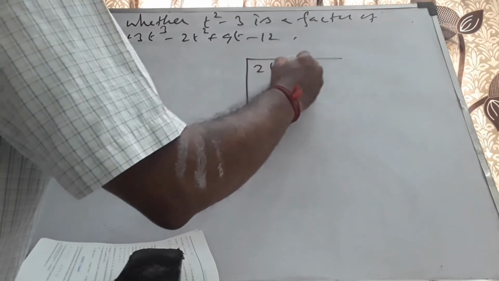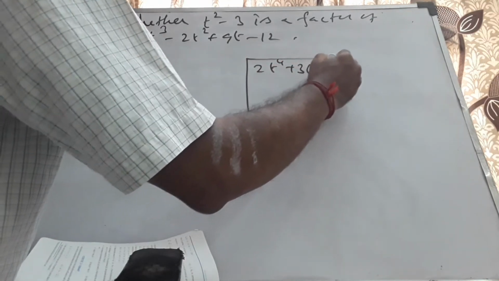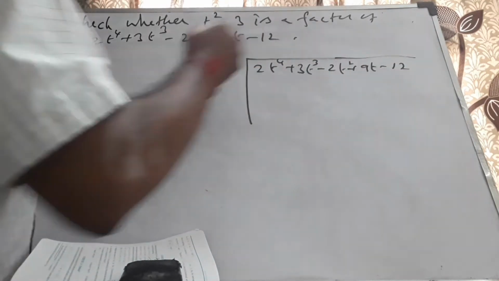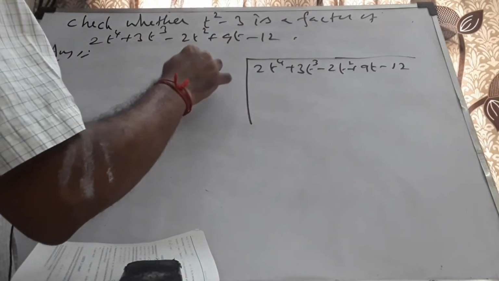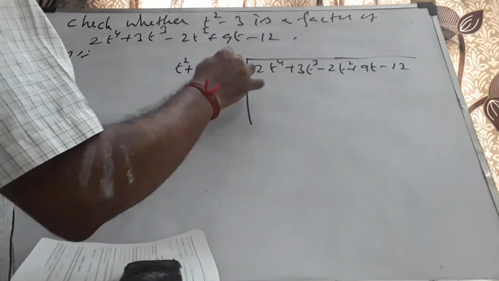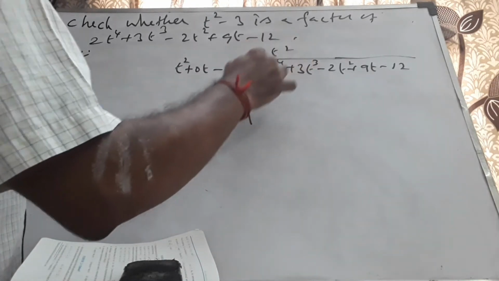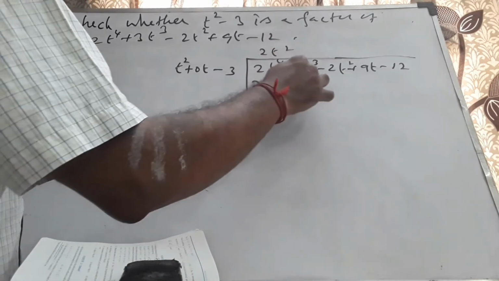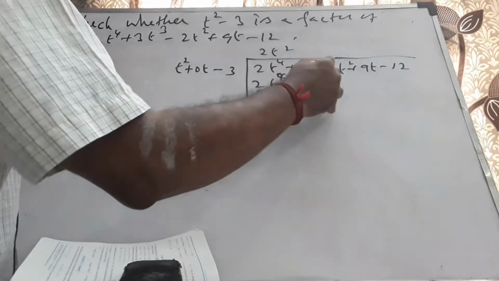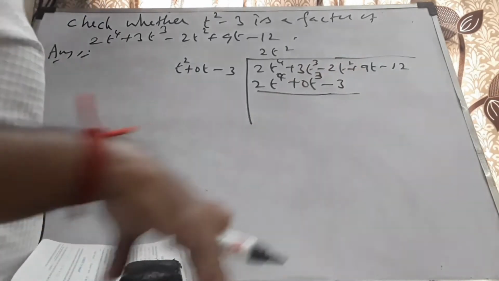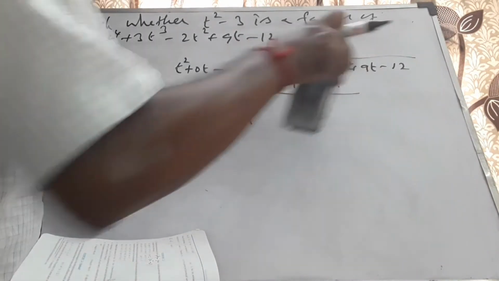This is 2t power 4 plus 3t cube minus 2t square plus 9t minus 12. We will write the divisor as 0 t cube plus t square plus 0 t minus 3. 2t power 4 by t square is 2t square. This gives 2t power 4 plus 0 t cube, then minus 6t square.